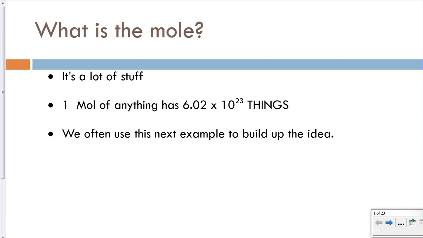Mole, mole, mole, mole, mole. I think that movie's older than most of you, so moving on.